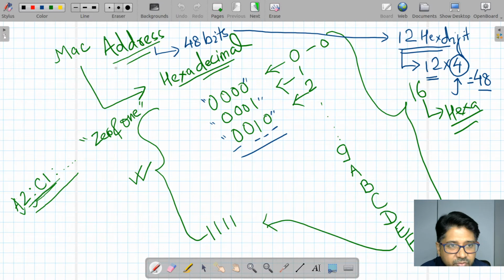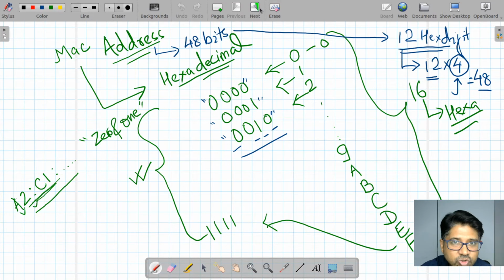So MAC address, we have 48 bits, and 48 bits means 12 hexadecimal digits. Each hexadecimal digit is represented with 4 bits, that is how it makes 48 bits. Now come to these 48 bits. These are represented with 0 to 9 and A B C D E F.